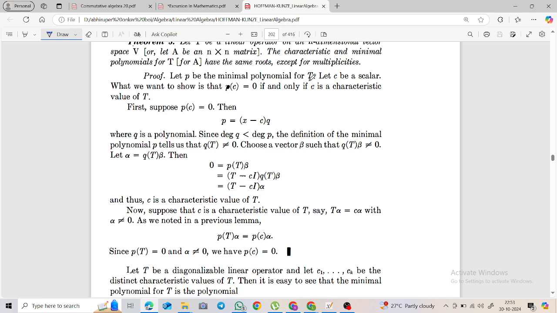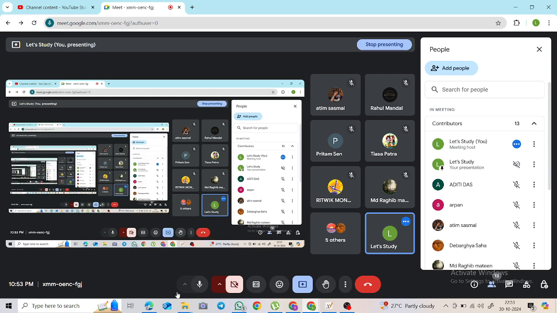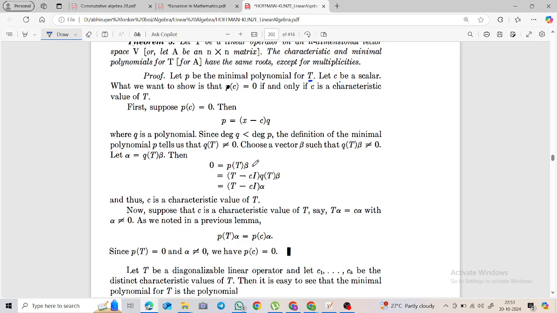So let P be the minimal polynomial of T. Let C be a scalar. What we want to show is P(C) is 0 if and only if C is a characteristic value of T. That's clear, right? Because if C is a characteristic value, then of course it is a root of the characteristic polynomial. We want to show that it is a root of the minimal polynomial as well.